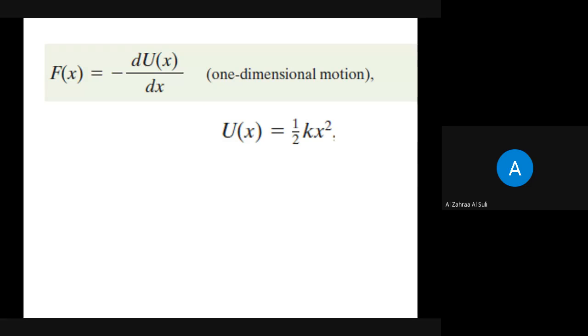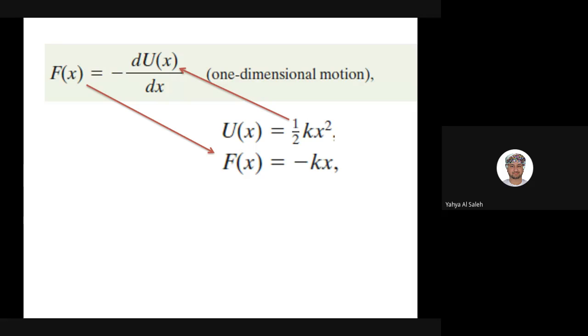Integration of what, u? If I have F and I need u, I do integration. If I have u and I want F, what do I do? The derivative of u. Yep. So what will my result be? kx, but minus. Yep. Minus kx. Which is what? Hooke's law. For a spring F equals minus kx. Didn't we start all this with the spring and F equals minus kx, right?